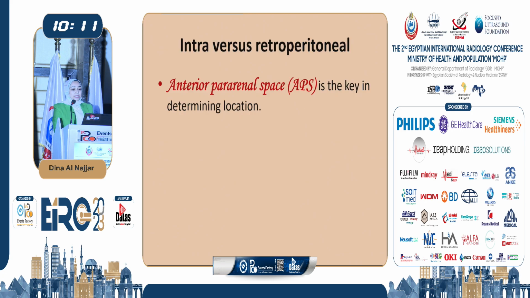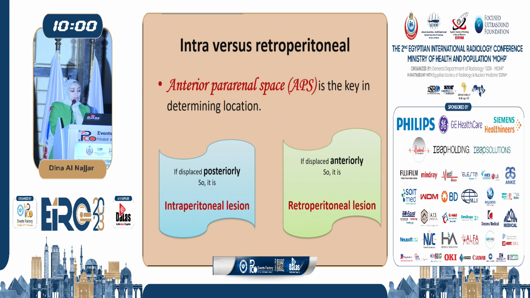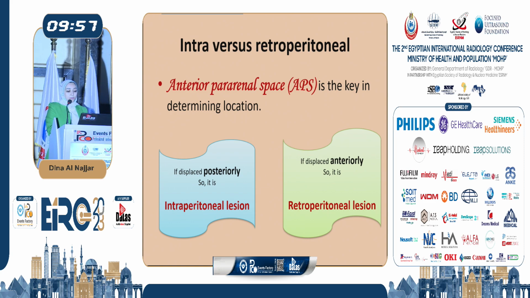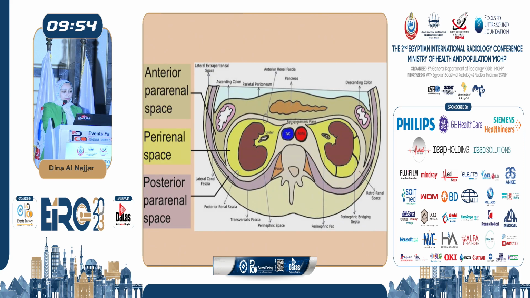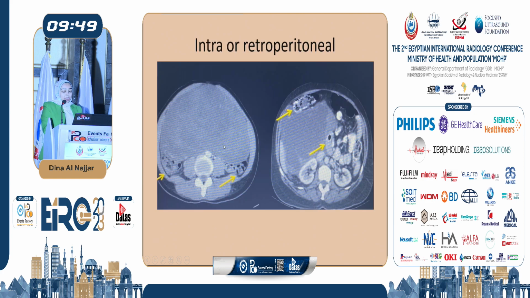First question is regarding the site of the lesion, is it intra versus retroperitoneal? We have to focus on the anterior pararenal space, which is the key in determining location. If displaced posteriorly, so it is intraperitoneal, and if displaced anteriorly, so it is retroperitoneal. This is the anterior pararenal space that we have to focus on. As we can see in this image, we have a very large cystic lesion. In this lesion, we can demonstrate that the large bowel is displaced posteriorly, so this is an intraperitoneal structure. Yet in this image, the large bowel is displaced anteriorly, so it is a retroperitoneal structure.